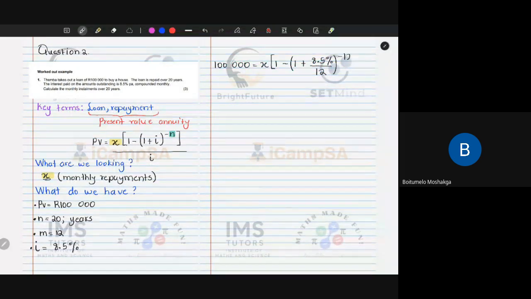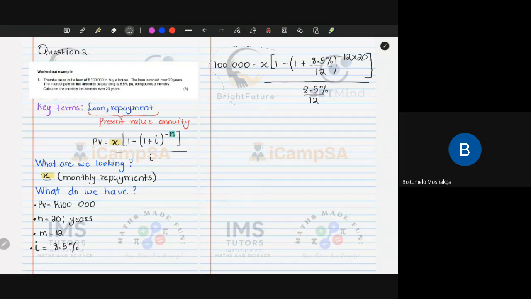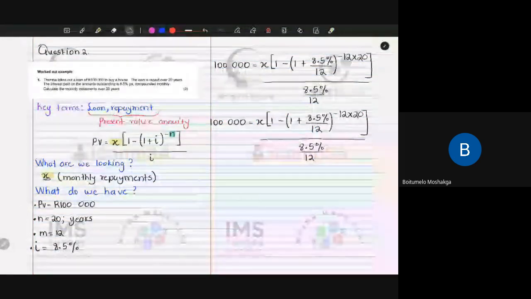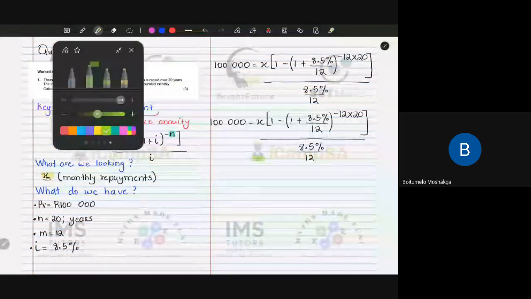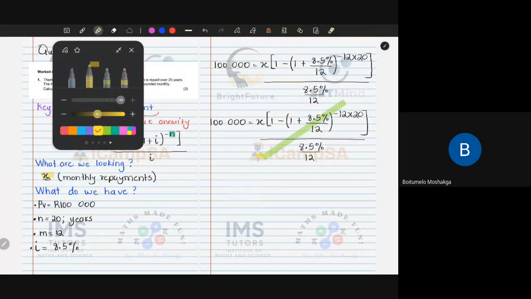and come here, and then we'll have minus 12 multiplied by our n, which is 20 years, like this. And then this should be divided by 8.5% divided by our compounding period, which is 12. So remember, guys, we are solving for X. So I need to just go to my calculator and divide all of this by what we have on the right-hand side. For me to have X, I don't want all of what I have on this side. I want to remove all of it, and the way you can do so is by dividing by it.